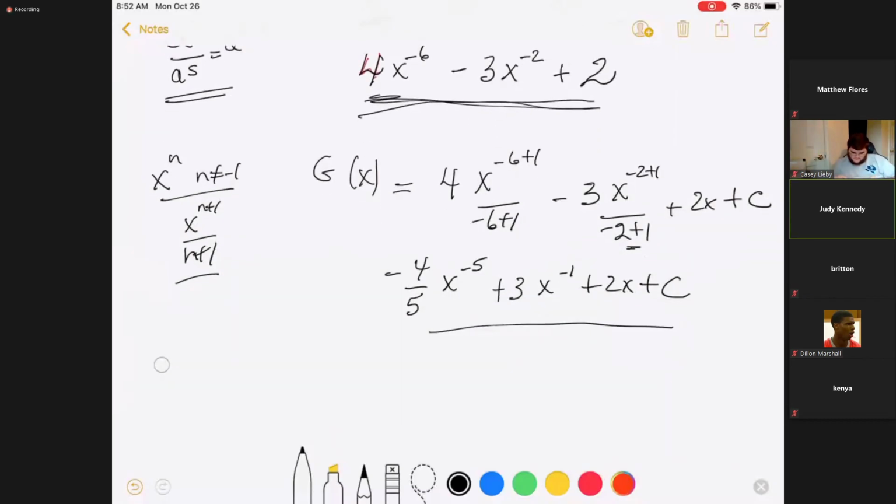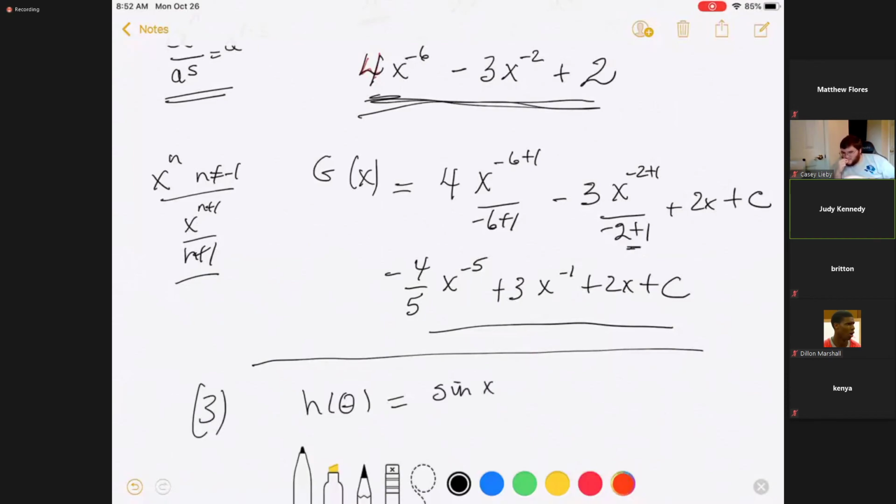Okay. One more. We're almost out of time. If I have, how about this? Okay, this is kind of tricky. H of theta is sine of theta over cosine squared of theta. Theta's my variable. Okay, that's another quotient. I have no rule in our list so far that tells us how to deal with it. So I'm going to try to rewrite it.